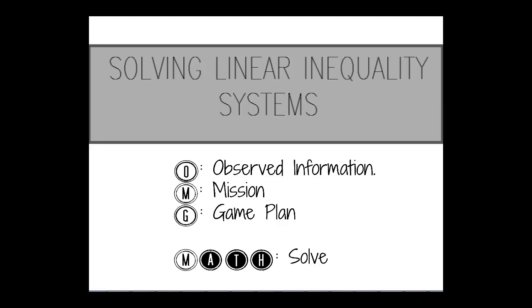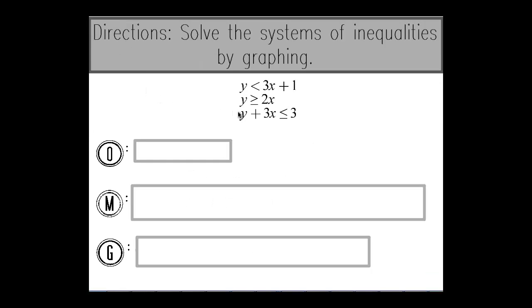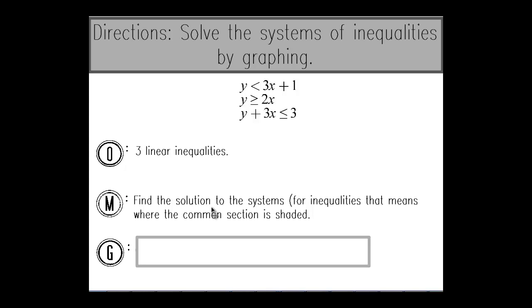Today we're going to practice solving linear inequality systems using the OMG math method. The first thing we observe when we look at this problem is that it asks us to solve this system of inequalities by graphing. We observe that we are given 3 linear inequalities to graph. Our mission is to graph these 3 equations and find their solution.